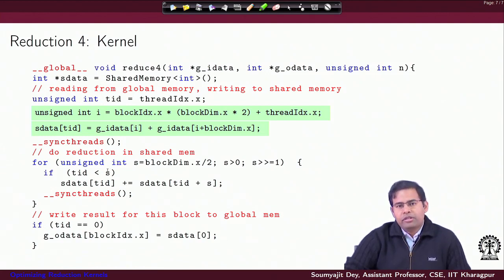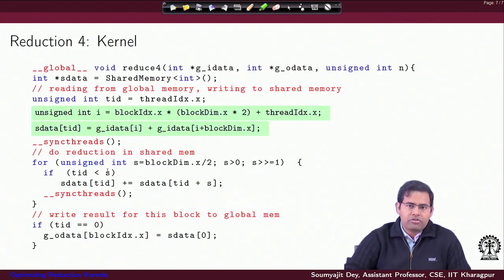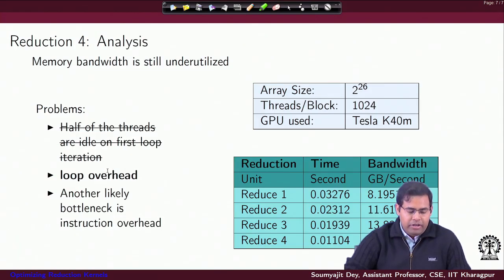As we can see, we have already removed the divergence from reduction 1. That means the threads that are active now have consecutive IDs, so they actually form a warp, right. Since these threads are themselves forming a warp, and we know that warps execute instructions in lockstep from the programming point of view, that makes this sync threads operation redundant here.